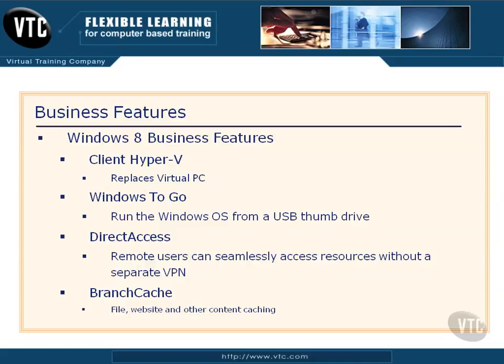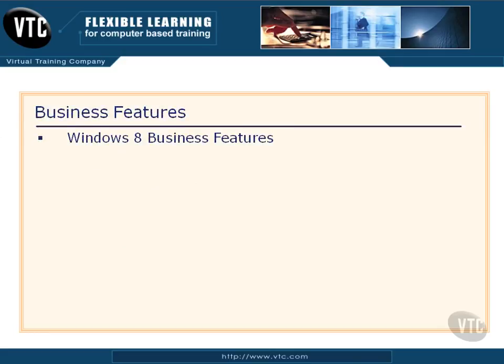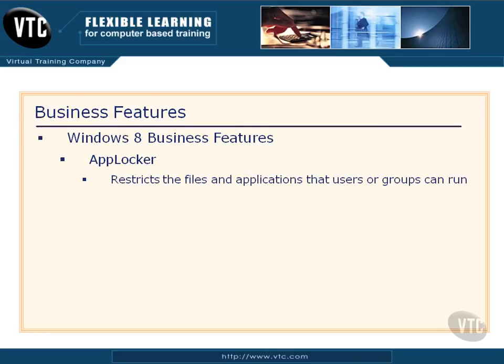The Branch Cache functionality provides file, website, and other content caching. App Locker is a functionality that lets you restrict the files and applications that users or groups can run. And then Trusted Boot is a power on to power off security functionality that really helps prevent rogue clients, rogue servers, all that sort of thing from happening on the network.